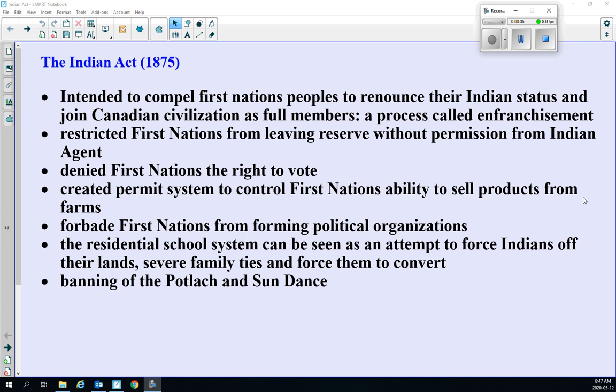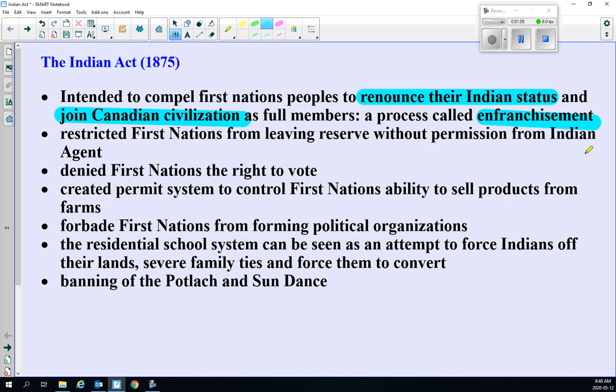And so, just reading along with what I've got on the screen, it was intended to compel First Nations peoples to renounce their Indian status and join Canadian civilization. We call this process enfranchisement. When you're enfranchised, you become a legal citizen of a country. You can vote and you've got the rights and freedoms that go with being a citizen of that country. But in this case, under the Indian Act, First Nations peoples had to give up their Indian status.